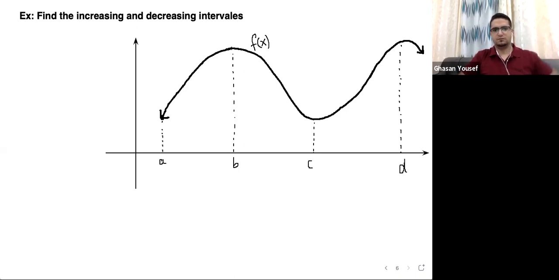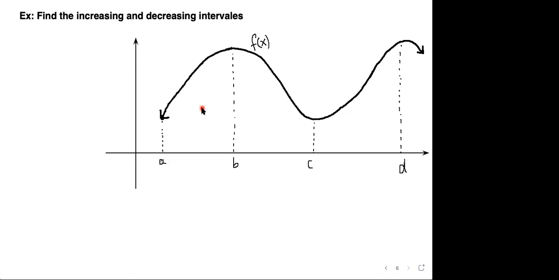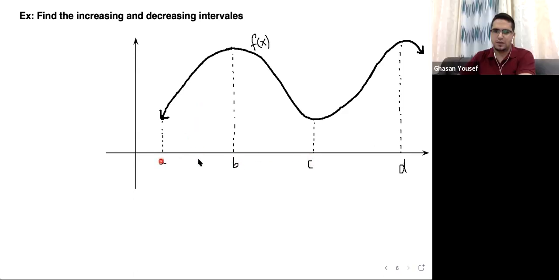F of x is decreasing from C to A, like this, right? It rises at B, but it goes right back down at A. C to A, from here, but here as we see the function goes up, right? It rises at B.